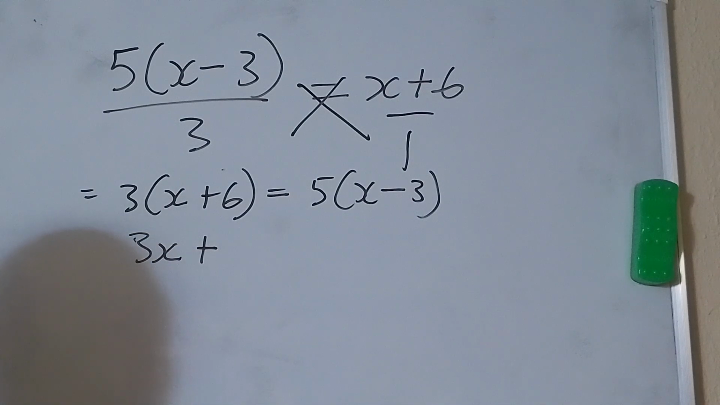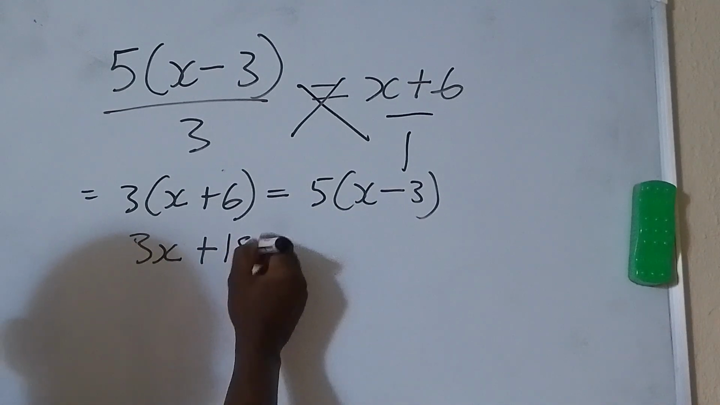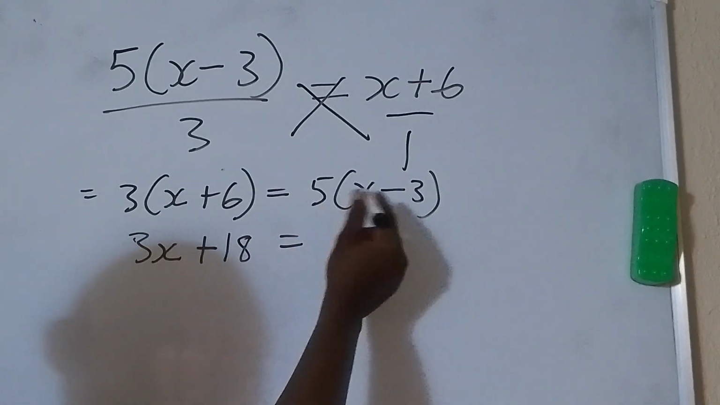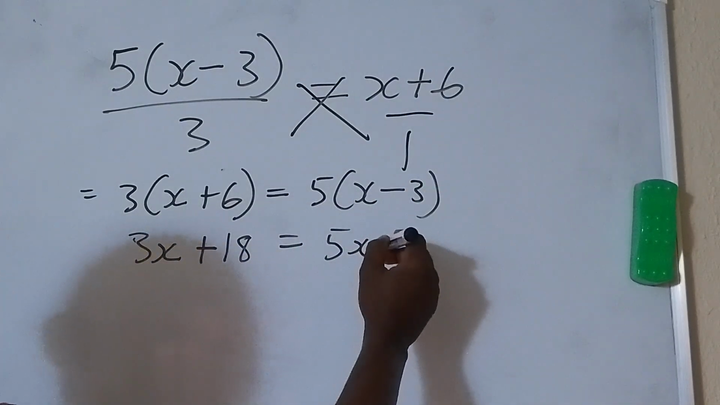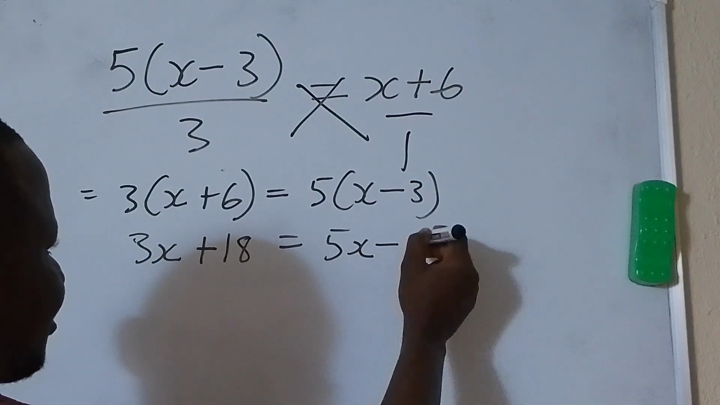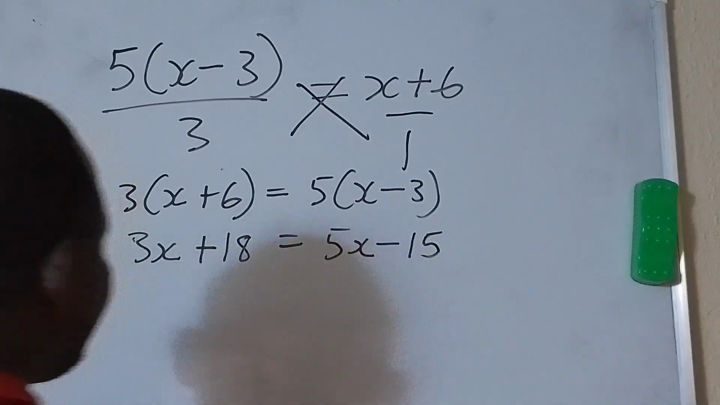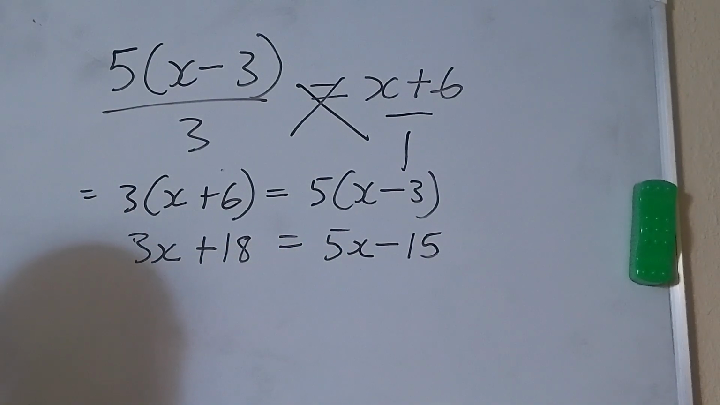6 times 6 will give you what? 18. Then, 5 times x will give you what? 5x. And 5 times 3 will give you minus 15. So can we collect the like terms now?